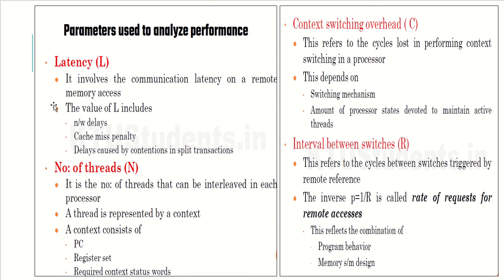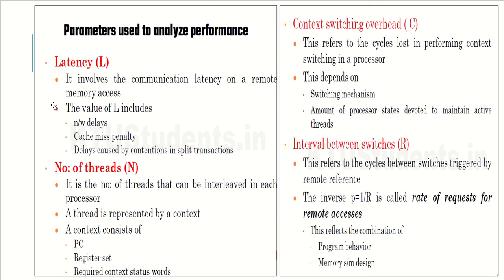First one is latency, which is the communication latency of a remote memory access, which means a processor is going to access data which is part of another processor. It will have to send a request, then that processor will have to send back a response. That takes time, and that is known as latency. Latency may be affected by network delay, cache miss penalty, and also the delay because of contentions of split transactions, which means there will be multiple transactions happening at the same time. That results in contention, which will eventually result in a delay. So that is about latency.